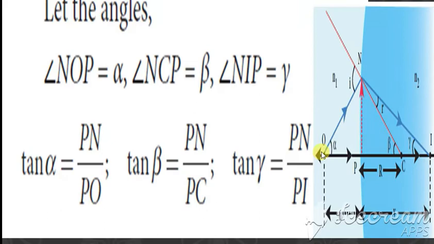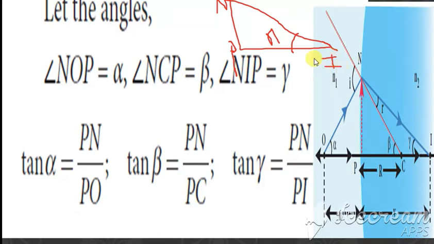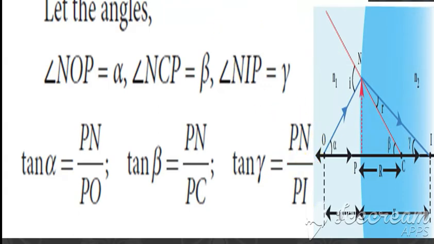So we have written the value of tan alpha and tan beta. Same way, when you are writing for tan gamma, considering the same triangle, which is PNI, this full triangle, here is the angle gamma. Here we get P, and this is N and this is I. So what is the value of tan gamma? Opposite, same way, PN divided by PI. So we have got the value of tan alpha, tan beta and tan gamma here.